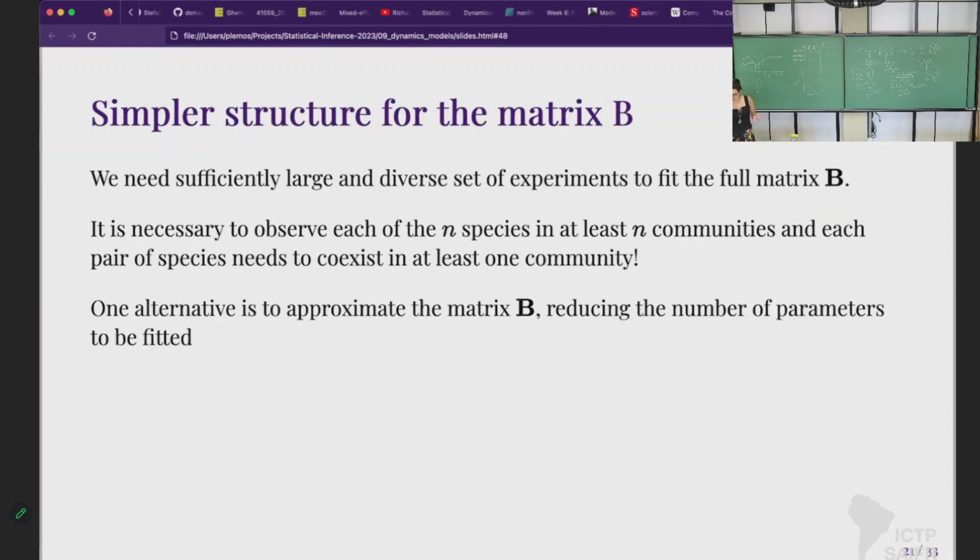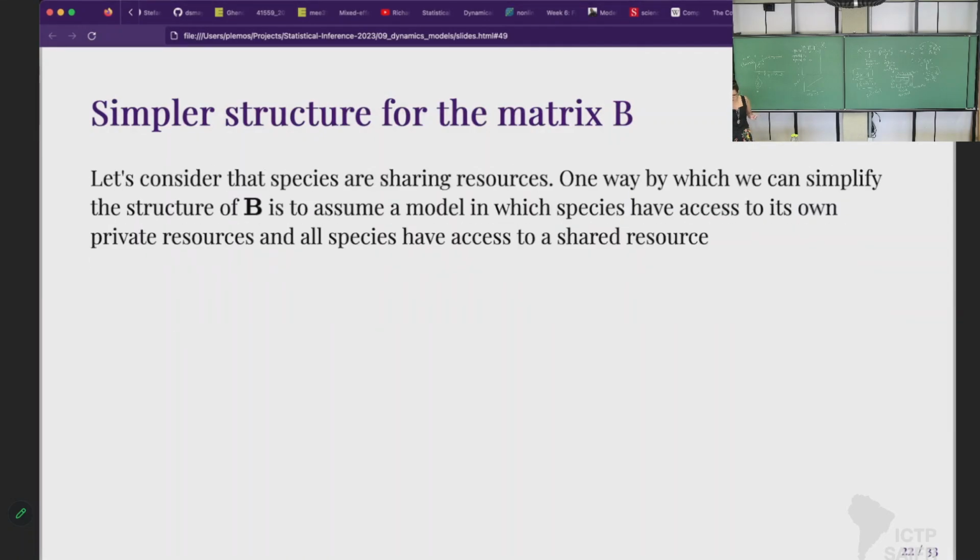So it's really hard to fit the full matrix. So how can we approximate this matrix B? One thing that we can think about is that species are sharing different resources. We can assume that each species has its own private resources, and then there's another shared resource by all other species in your community.